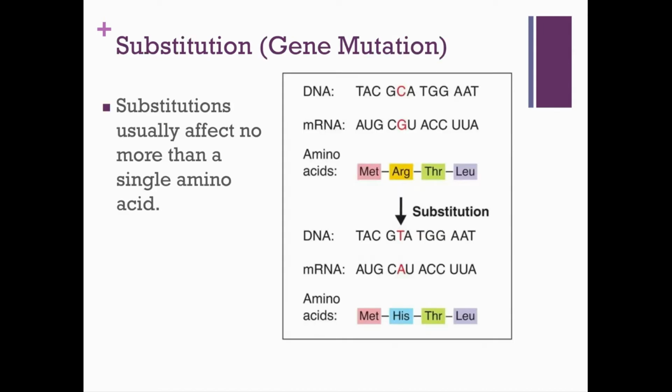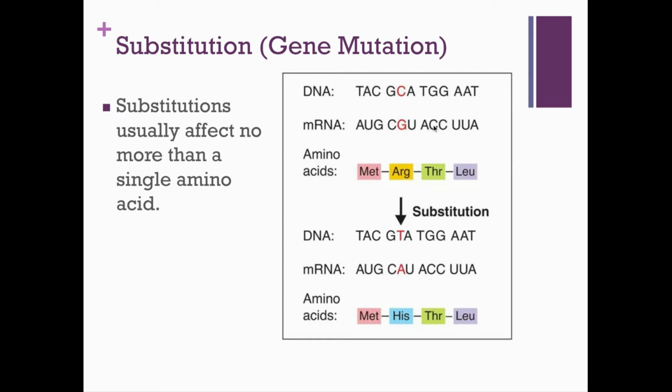So let's look at each of those. A substitution is the simplest and usually causes the least effect on the protein that is made from that gene. Substitution is hopefully what it sounds like. You substitute or switch a base for another one. So you can see in the example down here, you have the original strand of DNA, and in red they show you a C base there, and then they show you what that DNA is transcribed into for RNA, and then the amino acid chain for the protein.